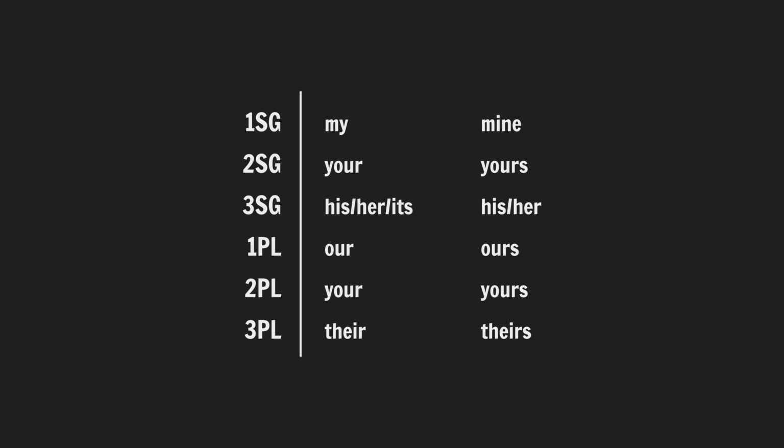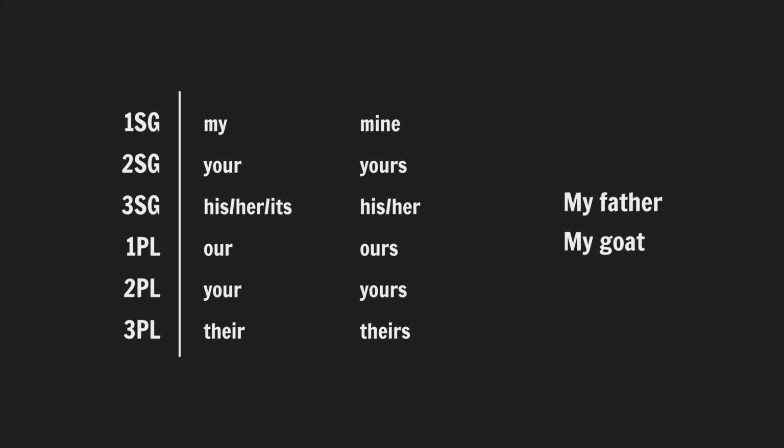So possession in English is fairly boring. We have our possessive pronouns, and we tack them on to any and all nouns. Other languages get a bit more nuanced. They recognise that a father and a goat are in fact not the same thing. Possession of a father is inalienable, and possession of a goat is alienable.